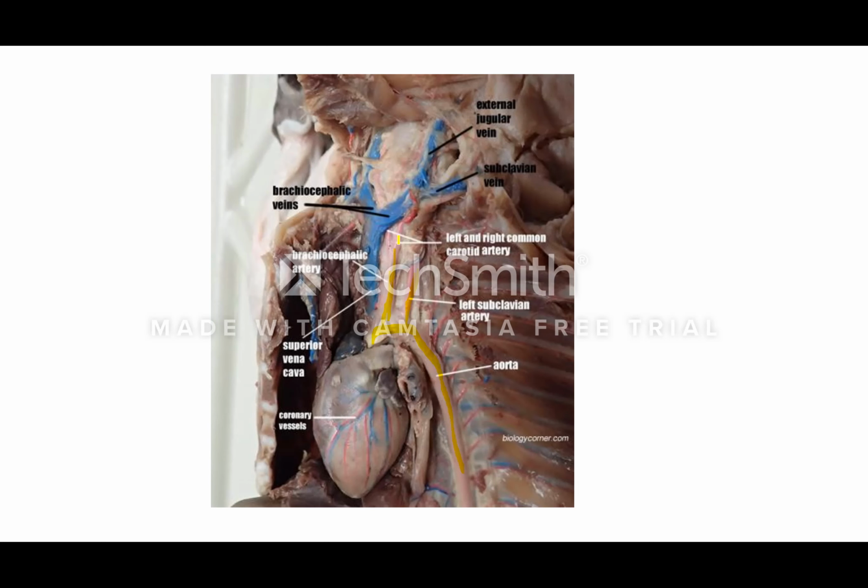But here is the left common carotid and right common carotid. Trunk, again, usually refers to a large vessel that will branch many times, and sometimes those branches share common names like the left and right common carotid artery shown here. What you can't see would be the right subclavian branching off of that as well. It seems to be covered by the superior vena cava here.